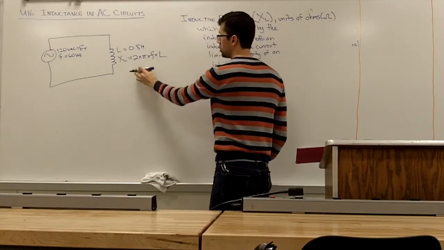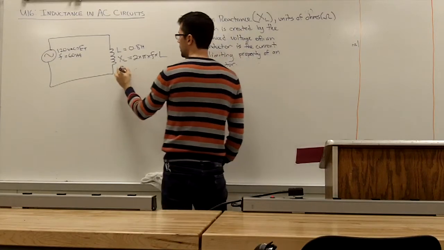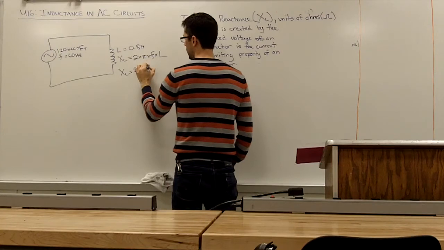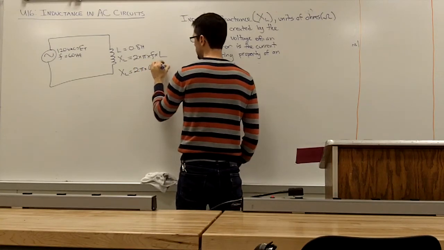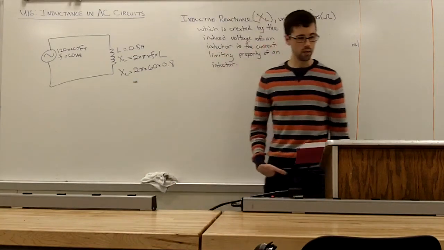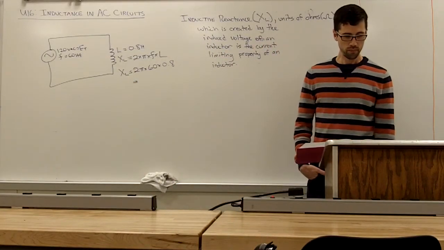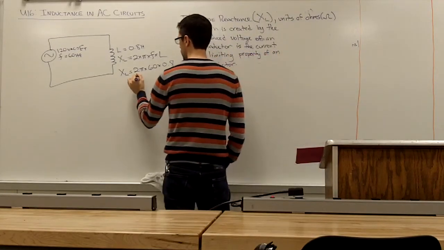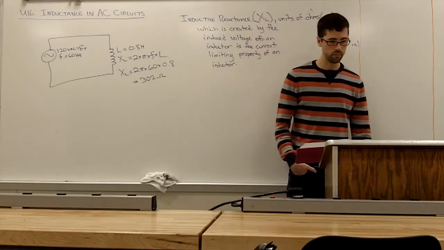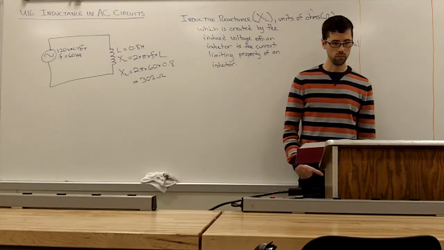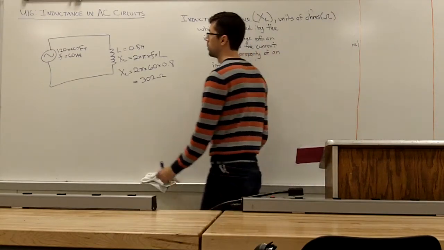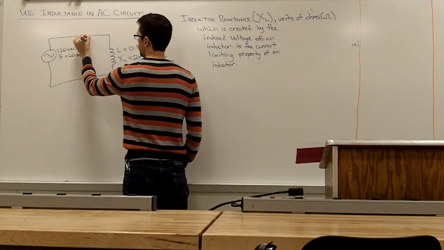So the inductive reactance is 2 times pi times the frequency times the inductance. So XL will be 2 pi times the frequency of 60 hertz times an inductance of 0.8 henries. And that'll give us a value of 302 ohms. And now we can also find the current in the circuit through Ohm's law.